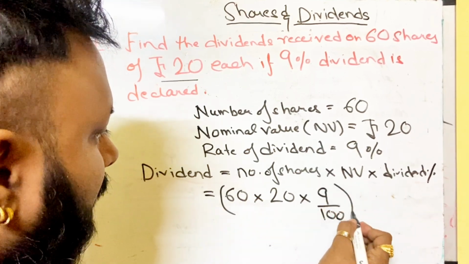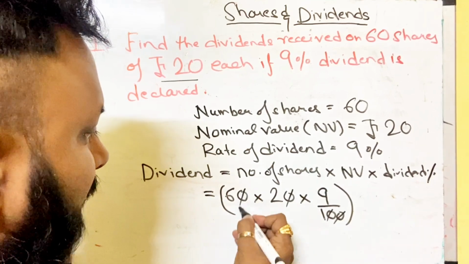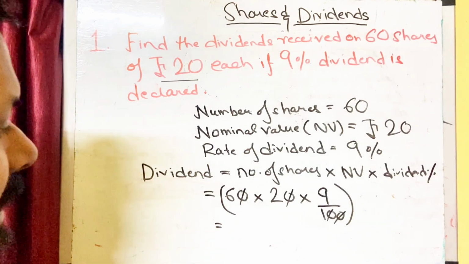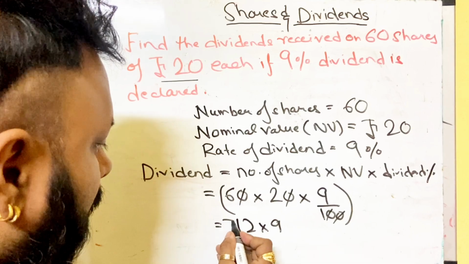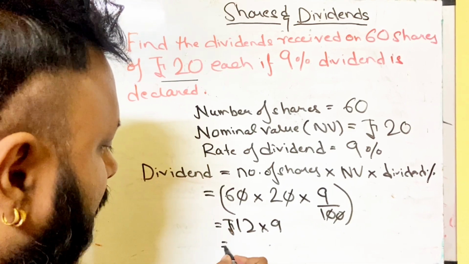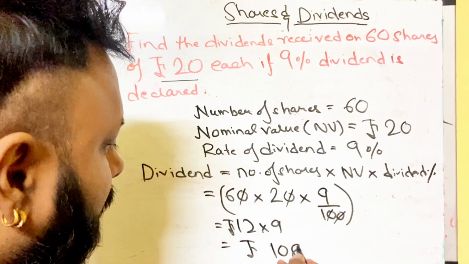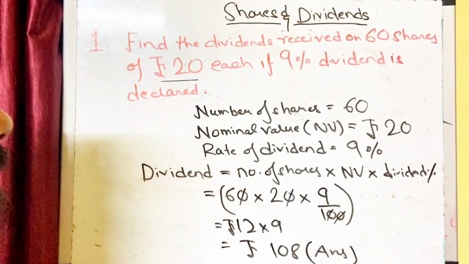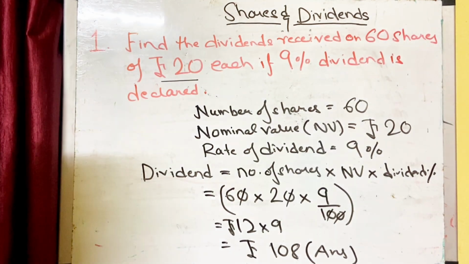So this is the entire thing. Now this and this cancels out, this and this cancels out. So it's 6 into 2, it's 12 into 9. So 12 into 9, which is equal to rupees 108. So this is your answer. So this is your actual answer, it is 108.